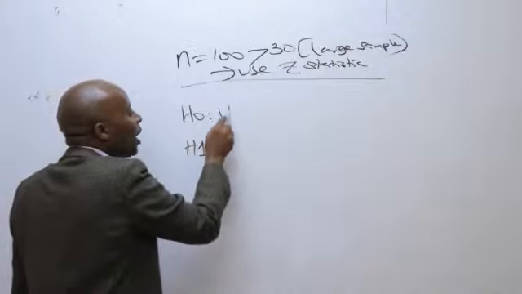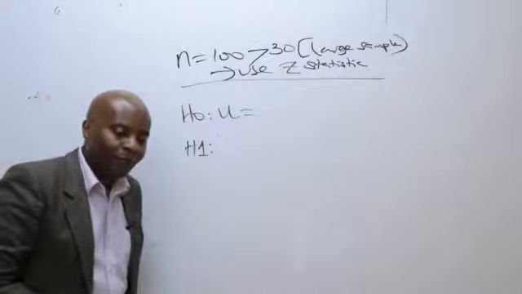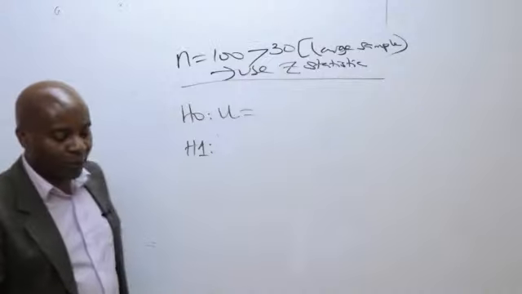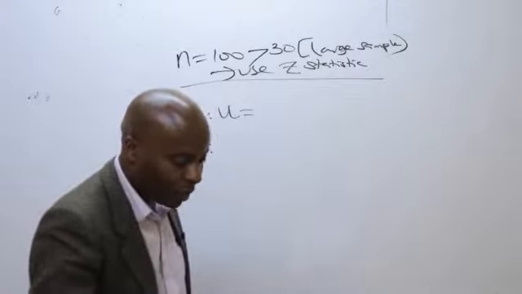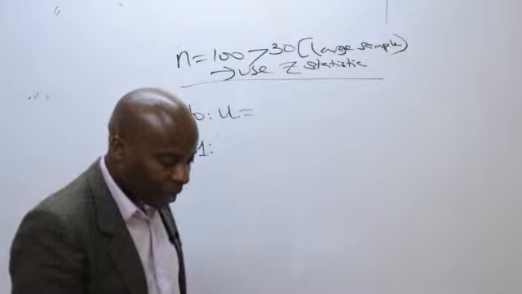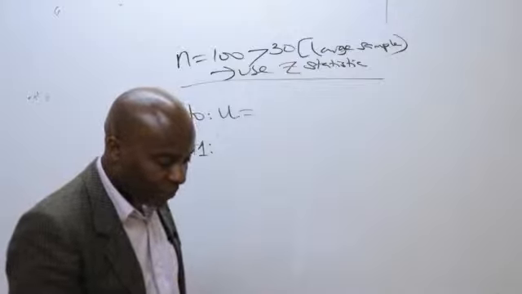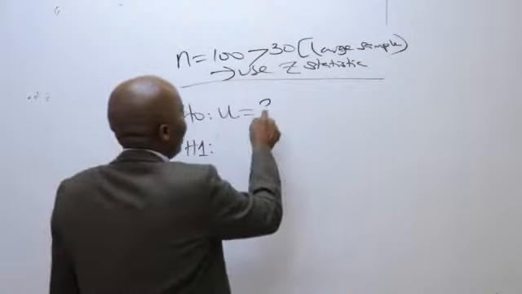So here, we happen to have the population mean. The population mean, ladies and gentlemen, they have told us in the question. Whenever you have the population mean, everything becomes very easy. They have told us the population has a mean of what here? A mean of 30. The mean here is 30.